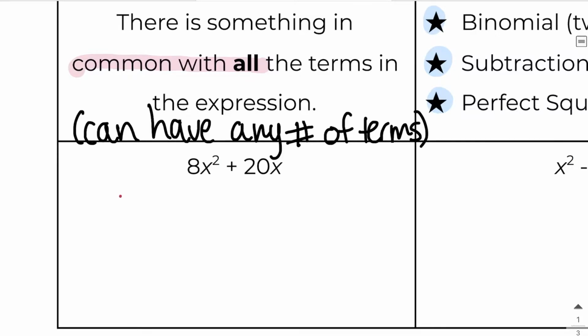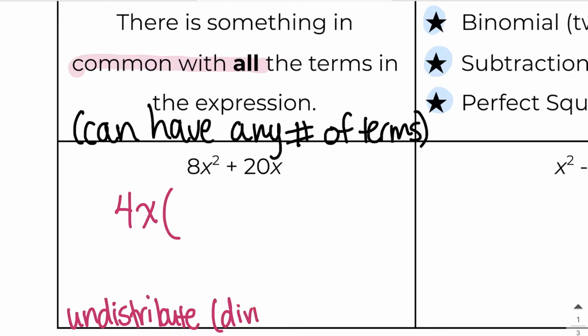So our GCF right here would be 4, but there's also x's in common right here, and we look for the lowest exponent, so it's x to the power of 1. So this is 4x. And just a reminder that when you're factoring by GCF, you're undistributing, and when you distribute, you're multiplying. So when you undistribute, you want to divide. When I divide, 8 divided by 4 is 2, and then x squared divided by x, I subtract my exponents, so I end up getting x to the power of 1, or just x. Here, when I divide 20x by 4x, 20 divided by 4 is 5, and then the x's cancel, so this is my answer right here.